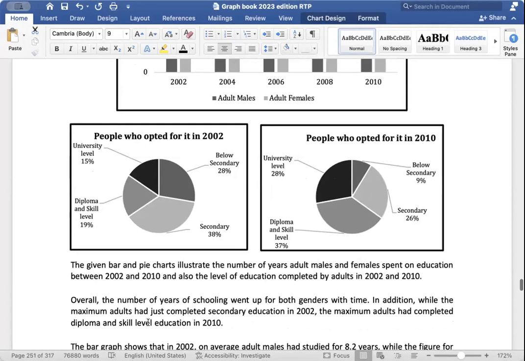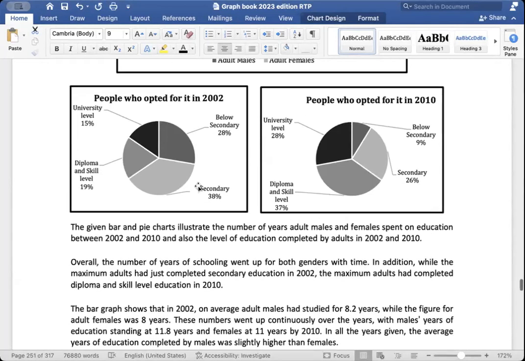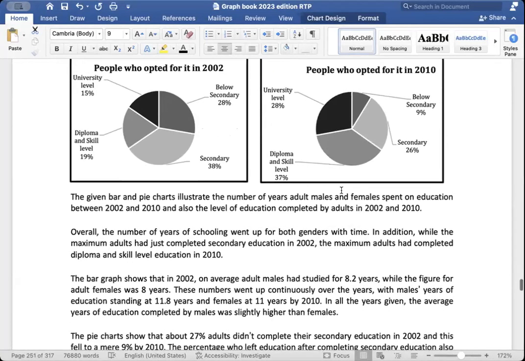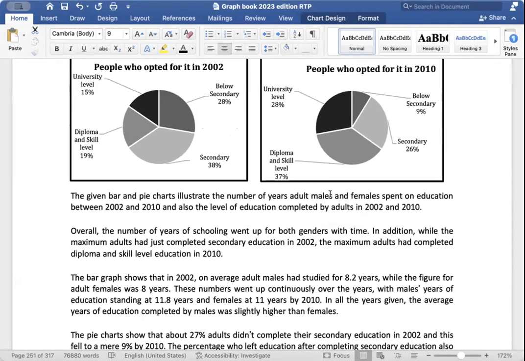In addition, while the maximum adults had just completed secondary education in 2002, the maximum adults had completed diploma and skill level in 2010. See, diploma and skill level here is 19 and this is almost double. And secondary here is 38, here it's 26. So the maximum completed secondary in 2002, the maximum completed diploma and skill level in 2010. You can also write a sentence of trends here. That sentence is missing. What will be the sentence of trends here?